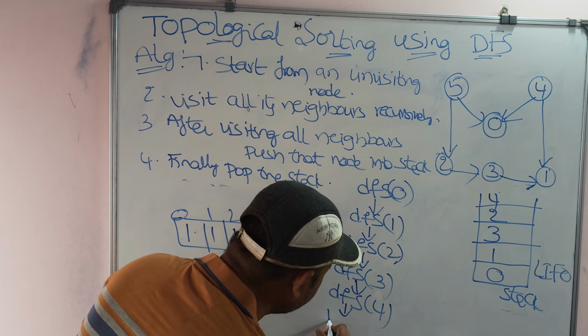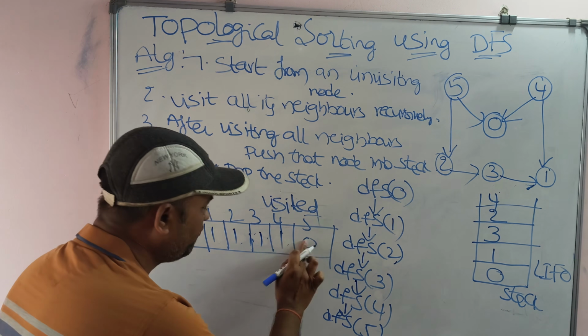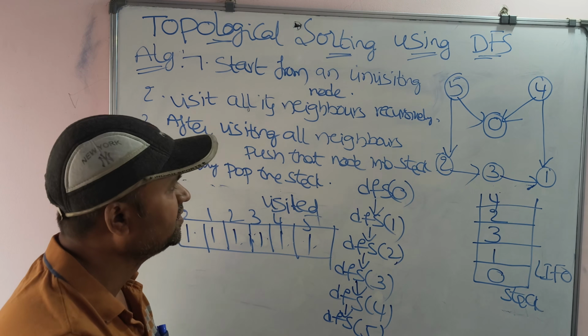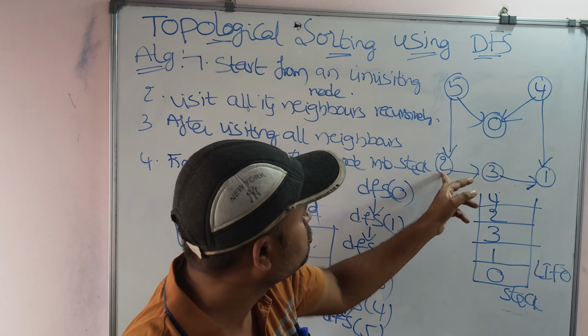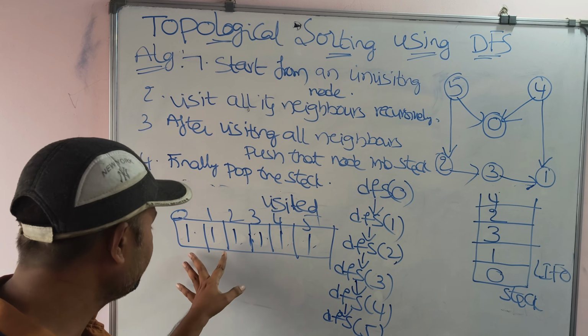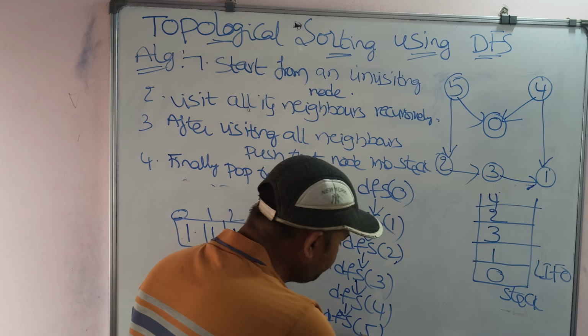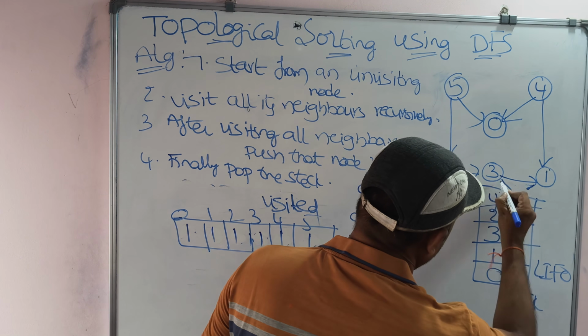So next, call DFS of 5. Now first change the status to visited. So let's check the neighbors of 5. So 2 and 0. But 0 and 2 are already visited. These 2 are visited nodes. So all the neighbors are visited. So now we can push 5 onto the stack.